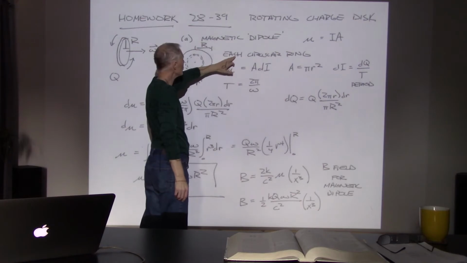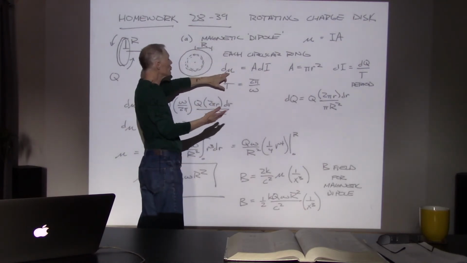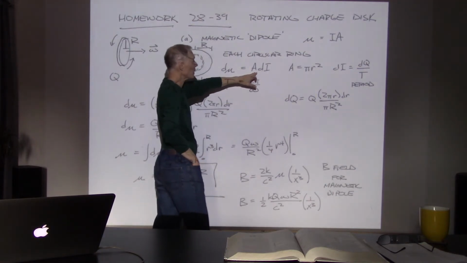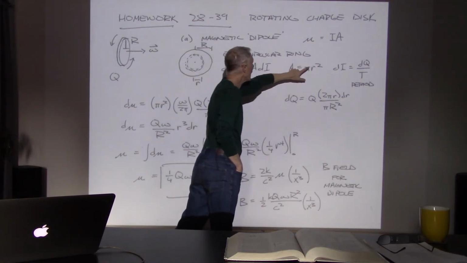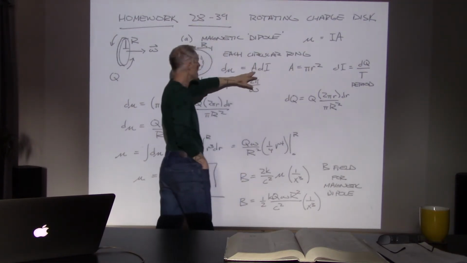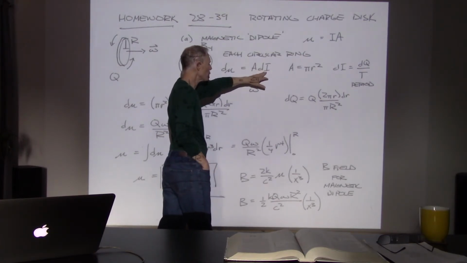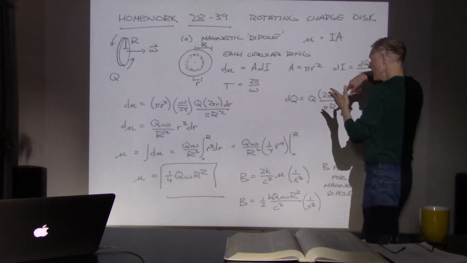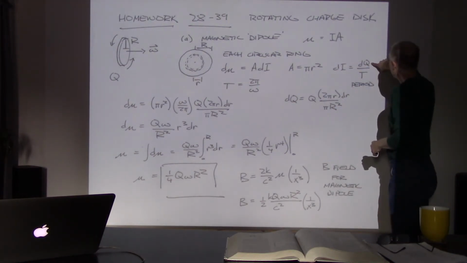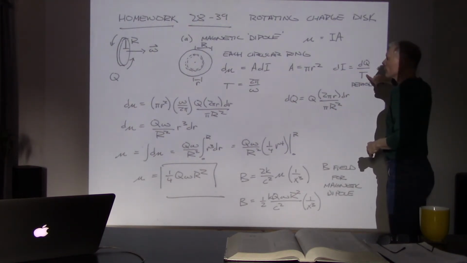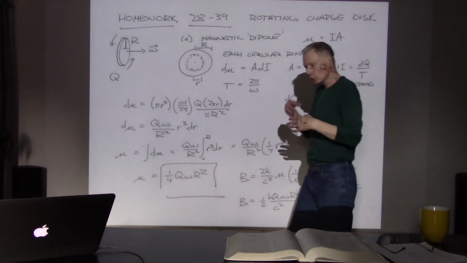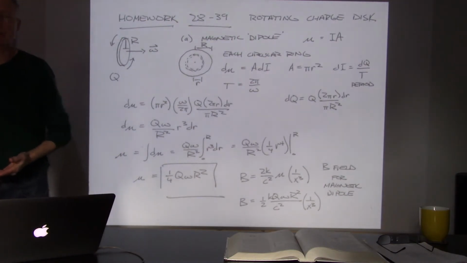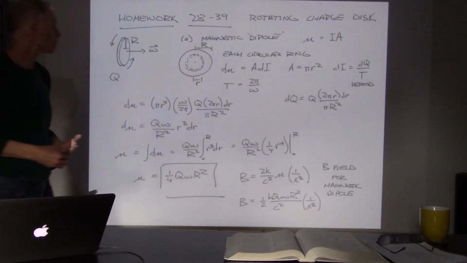So each circular ring is going to have a contribution of d mu, and that's going to be the area for that ring, and the area is going to change. Little r is going to keep changing, so these areas are different. And then the current is going to be, that little bit of current in that ring corresponds to how much charge divided by the period. So that's charge per time crossing a point. That's what current is telling us.